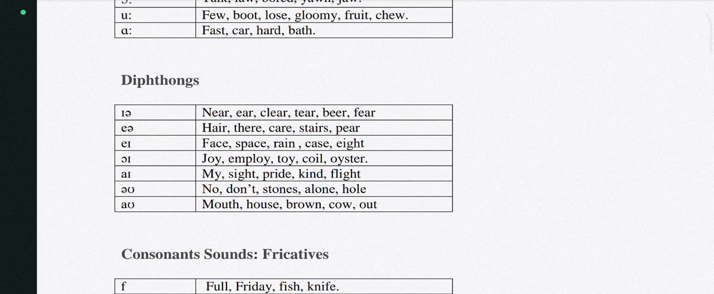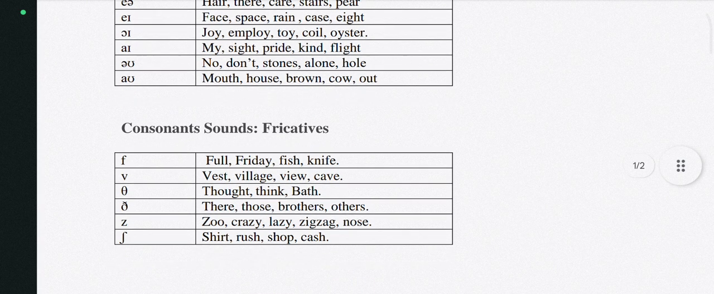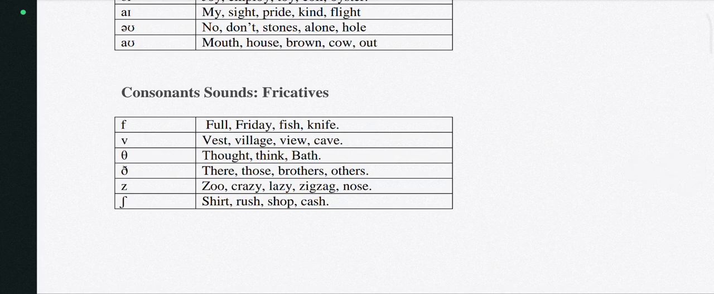That is O plus U. Ow. Next is ow. A plus U. Mouth, house, brown, cow, out. So, all these make vowel sounds. Now, we have to go to consonant sounds. Consonant sounds, first section is fricative. Okay. So, in fricative, we have these many sounds.